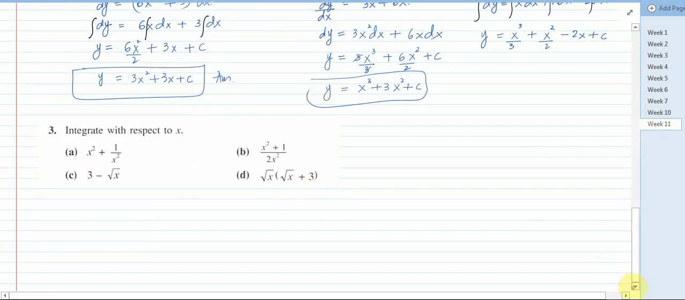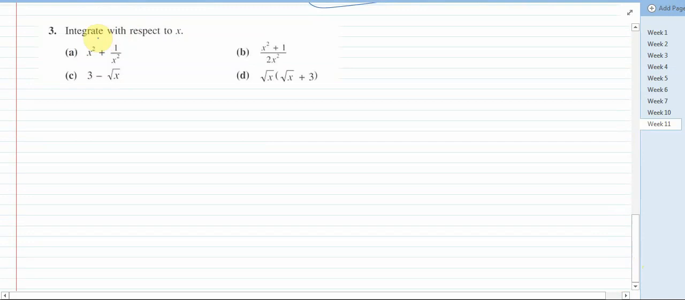Alright, integrate with respect to x. The first function we have is x square plus 1 divided by x square. And we need to just integrate it. So firstly I will arrange the expression: when I shift the x square in the denominator to the numerator, that will be x to the power minus 2. And then we are going to start with the integration.